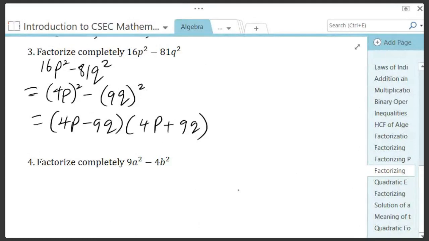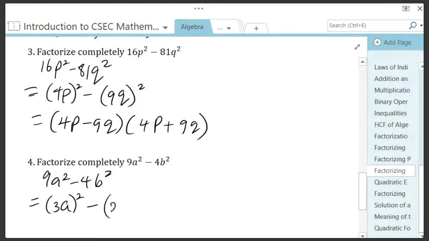Okay, so this is 9a squared minus 4b squared. Square root of 9 here is 3. Square root of a squared is a, all squared. Square root of 4 here is 2. Square root of b squared is b, all squared. So using the terms inside of the brackets here to write the conjugates, this is 3a minus 2b multiplied here by 3a plus 2b. Okay?